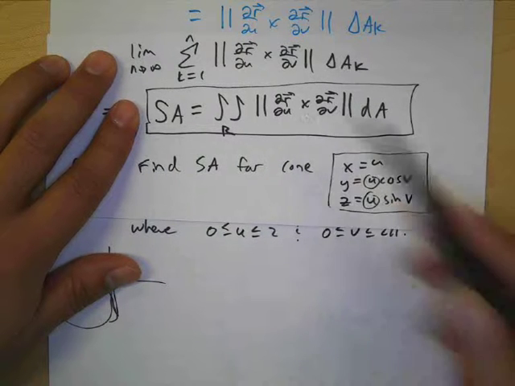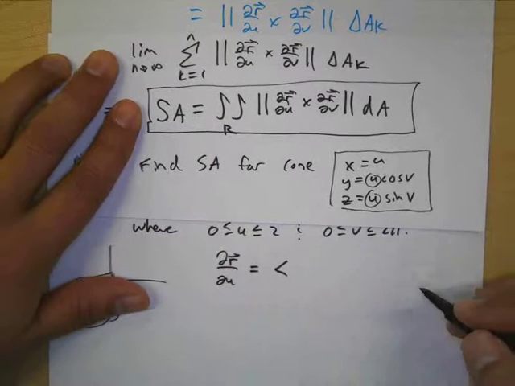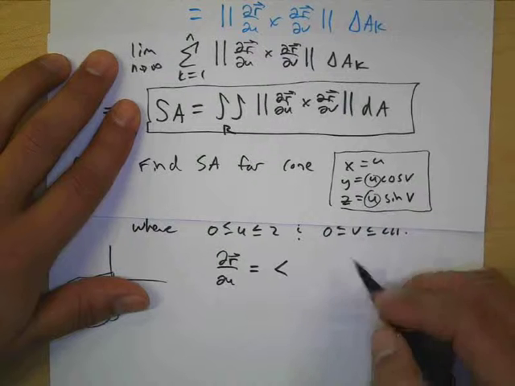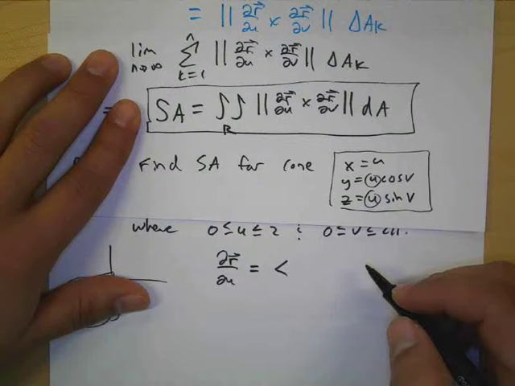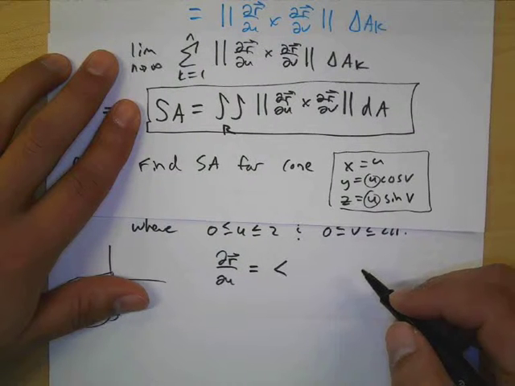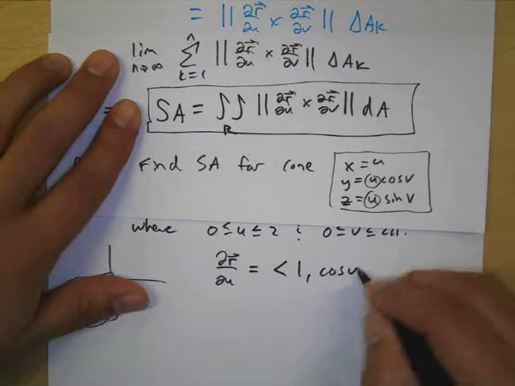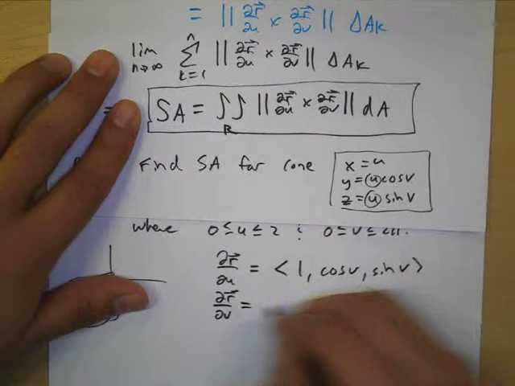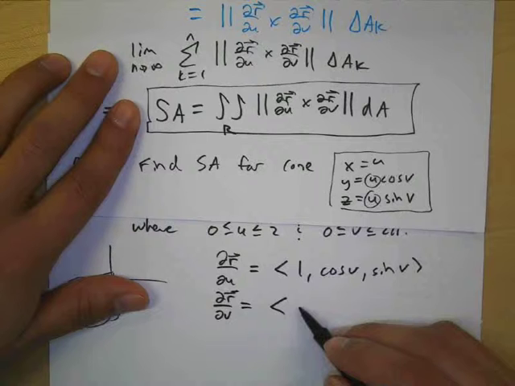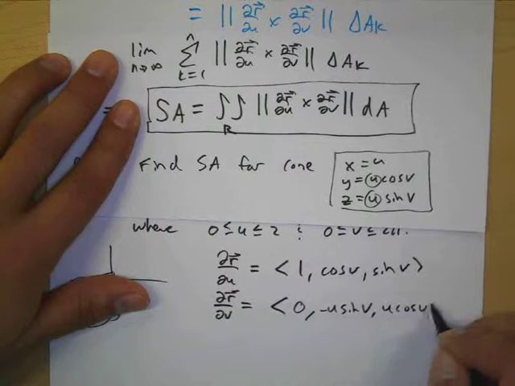So first, let's find the partial derivatives. What would partial r partial u be? One, cosine v, sine v, yes. And then partial r partial v would be 0, negative u sine v, and u cosine v, right?